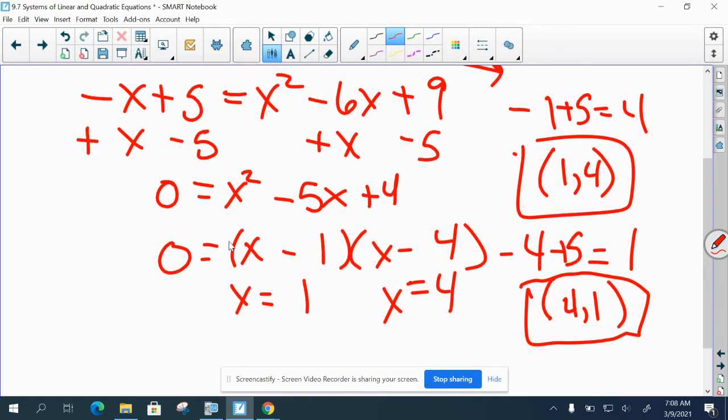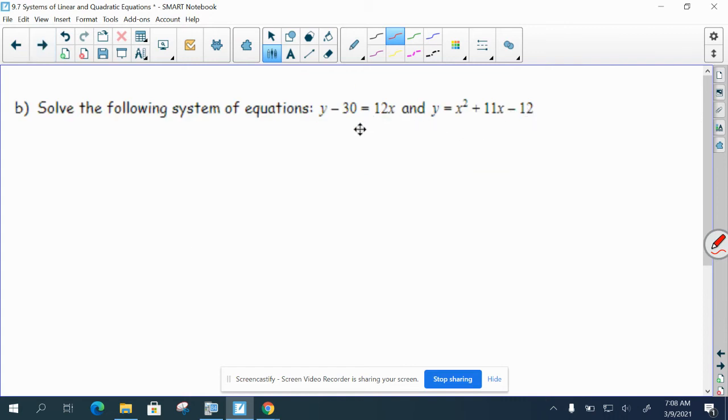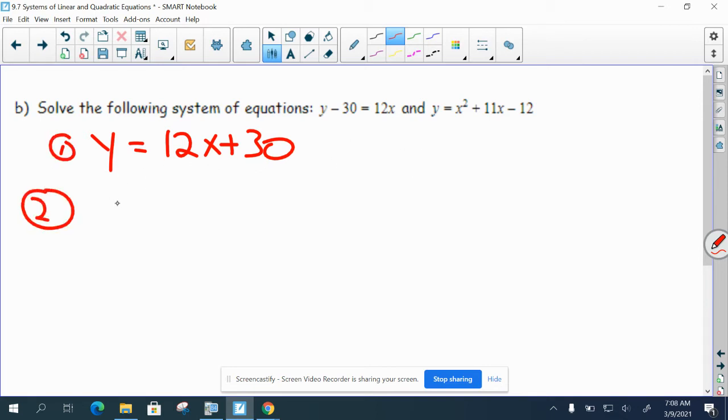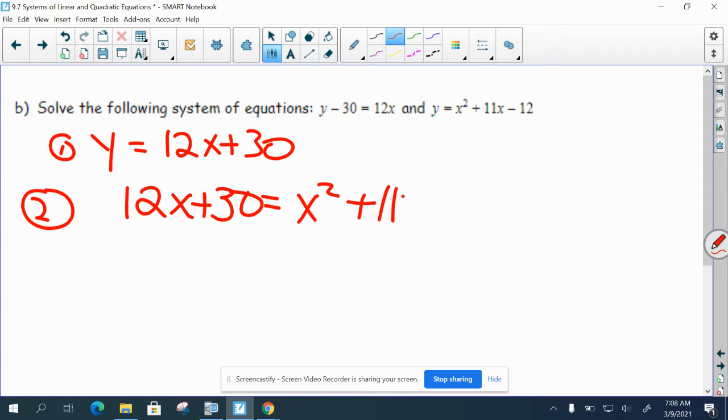Okay, let's do another one. For this one, this is linear, this is quadratic. The linear one, once again, is not solved for y yet, so we would have to add the 30 over. So it would be y equals 12x plus 30. And then don't forget about this equation, because remember, once we get the x, we're going to plug it back in for x in this equation, rather than this one, because this one is already solved for y. Okay, so that's the first step. Second step is to set your equations equal to each other. So we've got 12x plus 30 equals x squared plus 11x minus 12.